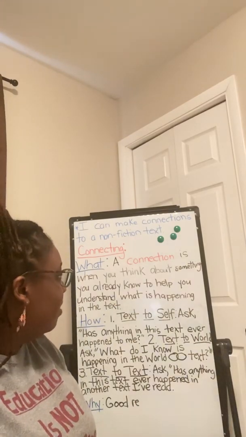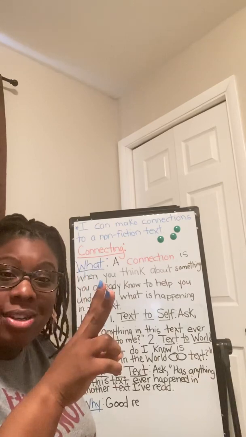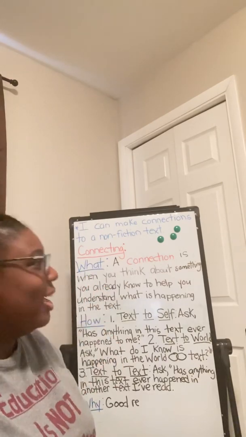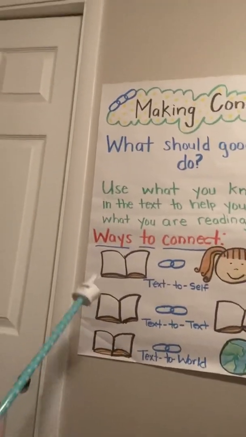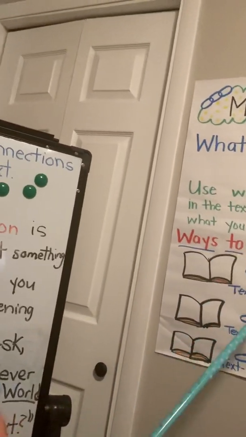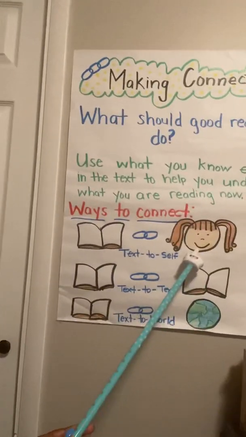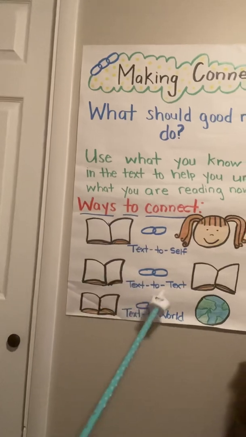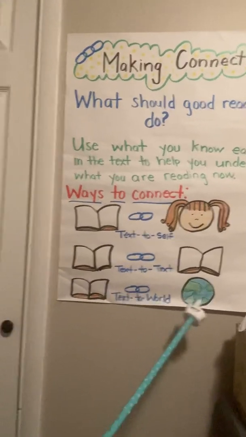So these are the skills of making a connection. Text to self, text to world, and text to text. Got it? Okay, I'm going to show you this anchor chart over here. All right. So making connections. Ways to connect is text to self. Remember, experiences. Text to text. And text to world. So that is what we are learning about, okay?